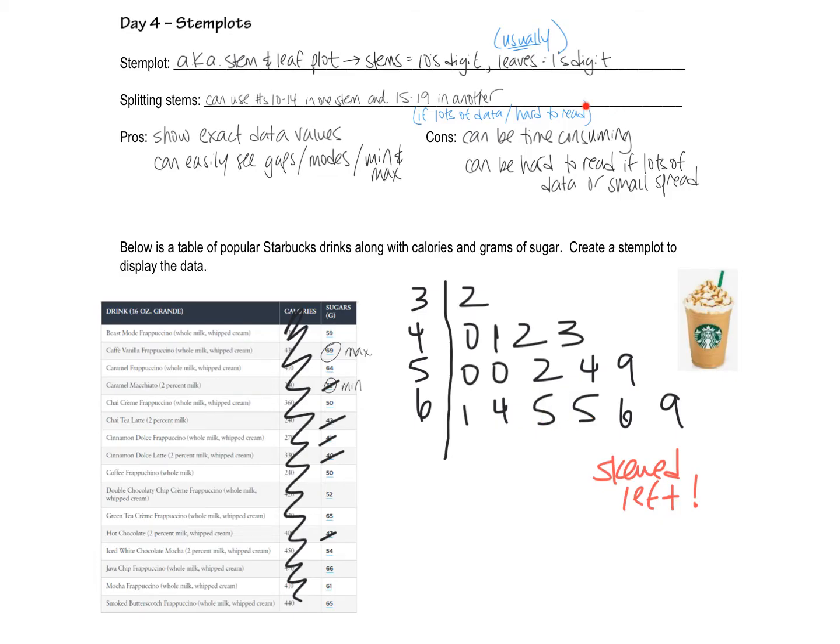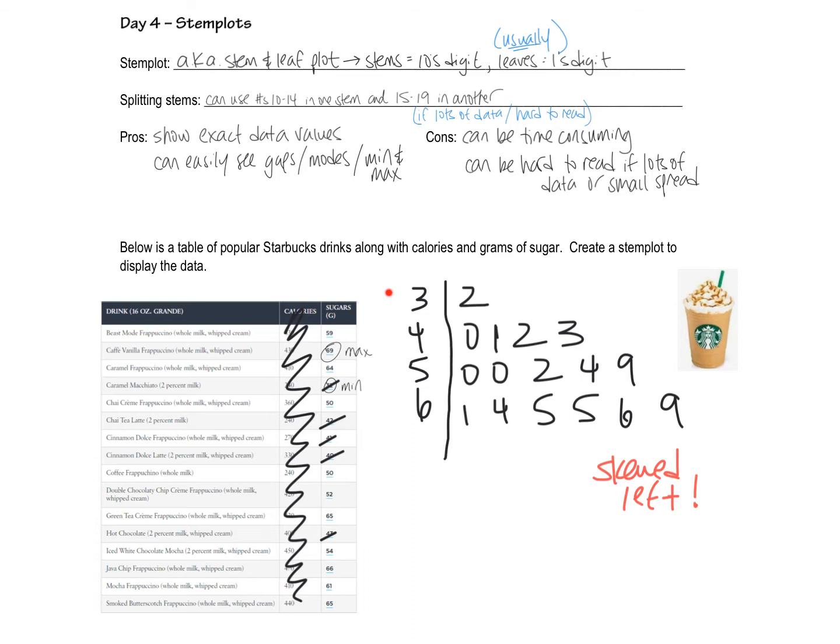Cons, it can be time consuming. This is only 16 different drinks, and it didn't take me very long to construct my stem plot. But if there were like 100 drinks, this would take a while. So that's one of the cons. Another one is it could be really hard to read if there were like 100 different drinks here, or if there was a really small spread. What if all 16 of these drinks were in the 30s range?